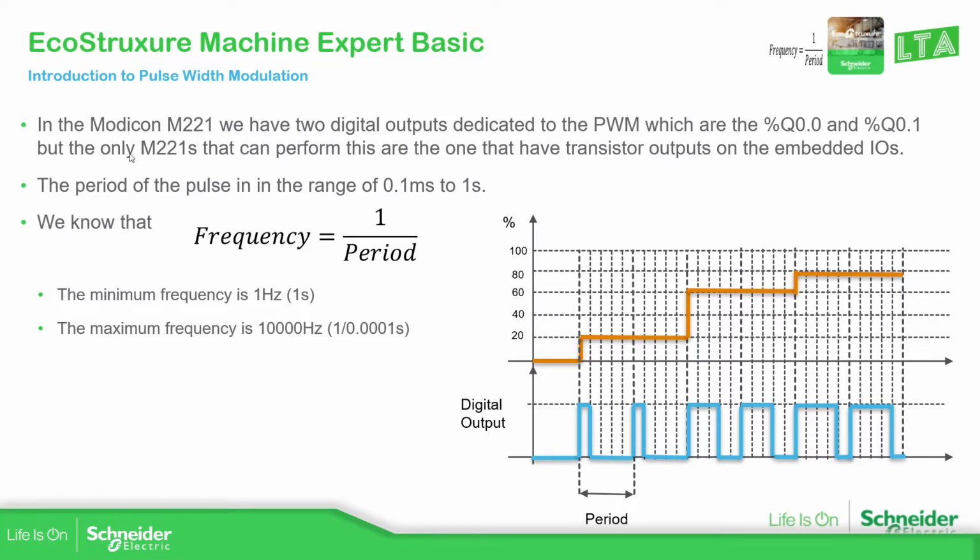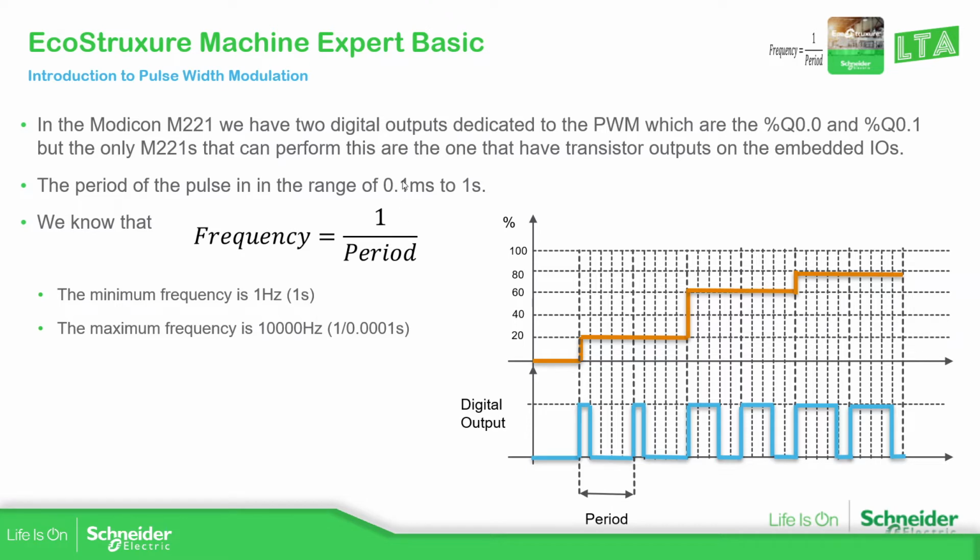The range that we have for this period can go from 100 milliseconds to 1 second, which is this part. And in this part, what we can configure is the duty cycle, which is the part of the period that the signal will be true. So that is the idea.